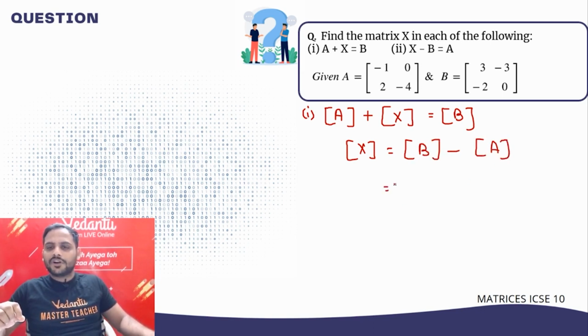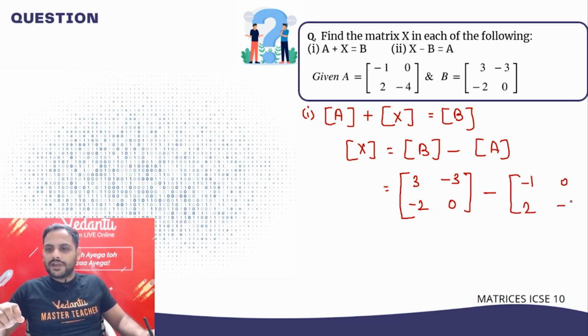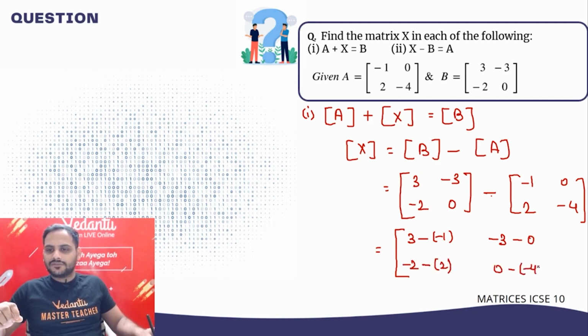Yes or no? What is matrix B? Matrix B is 3, -2, 0 and minus of matrix A will be -1, 0, 2 and -4. Subtract both. So when we subtract, we will subtract the corresponding elements. So 3 minus of -1. Here -3 minus 0. Here -2 minus of 2. And here 0 minus of -4.